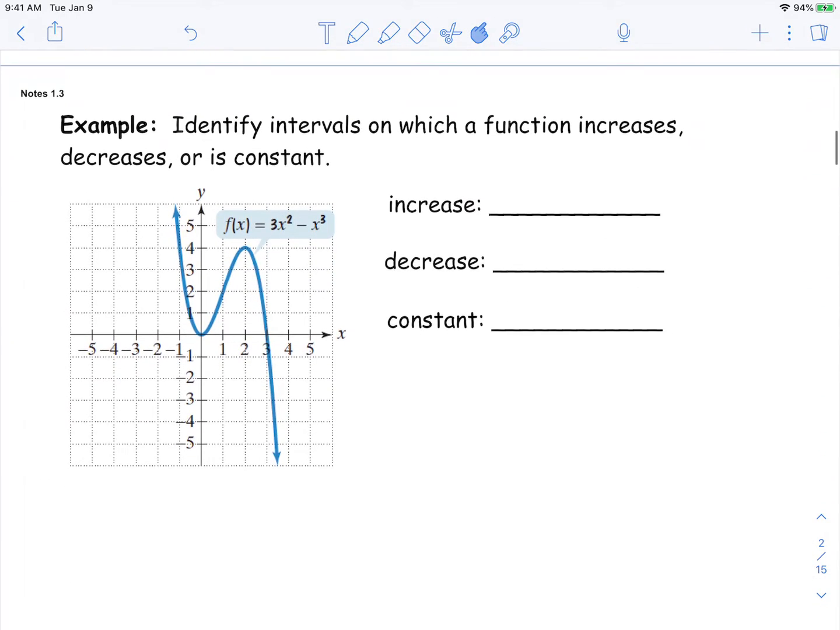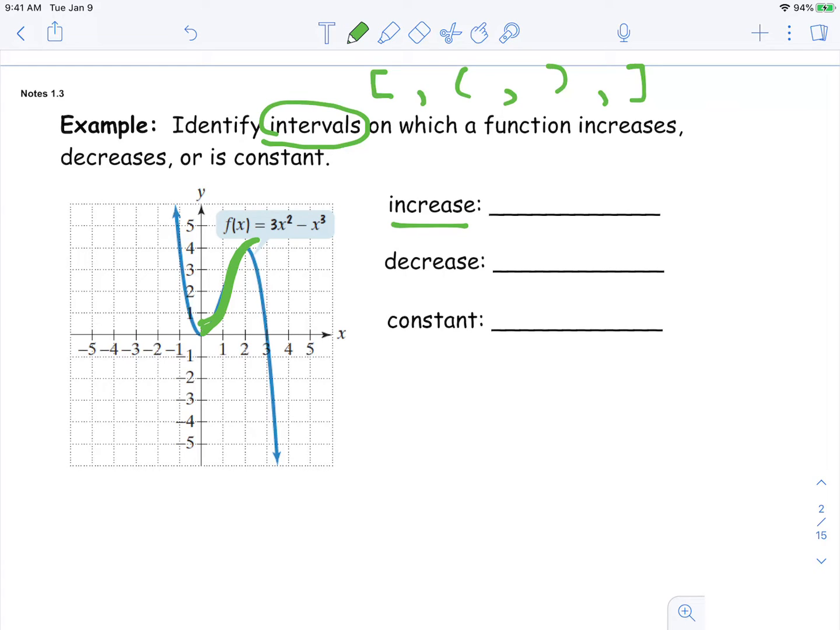Okay, so example. Identify the intervals for which the function is increasing, decreasing, and constant. And they want this in interval notation. Remember, intervals are your brackets and your parentheses. So let's start with increasing. We want to find out, where do we see that graph having a positive slope? So this is your increasing part.